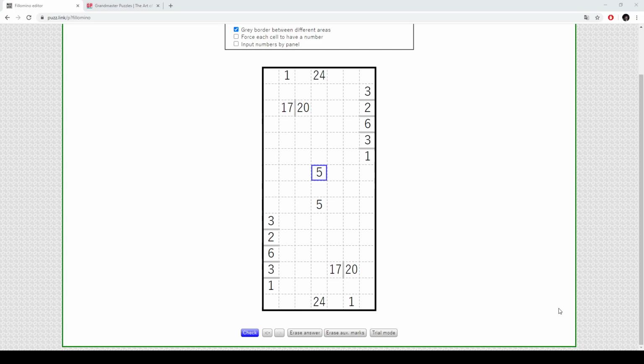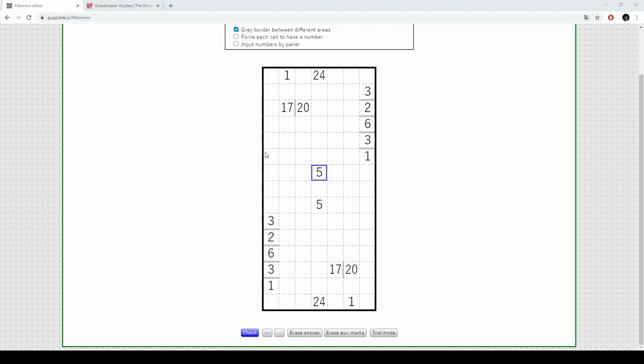Hello, it is June 6, 2020, and today we are going to look at a Fillomino puzzle by Elyot Grant at Grandmaster Puzzles at gmpuzzles.com. As always, if you want to try the puzzle, take a look at the link below, and you can solve it there. And we're going to take a stab at explaining how this puzzle works.